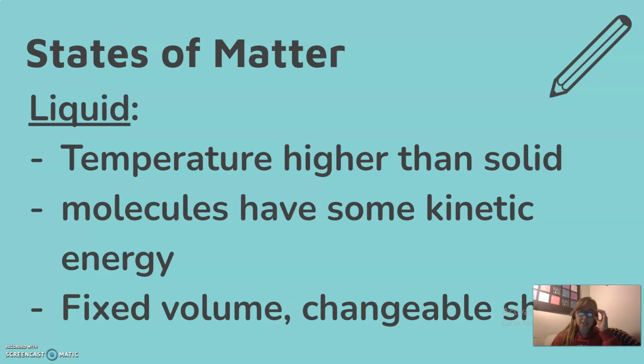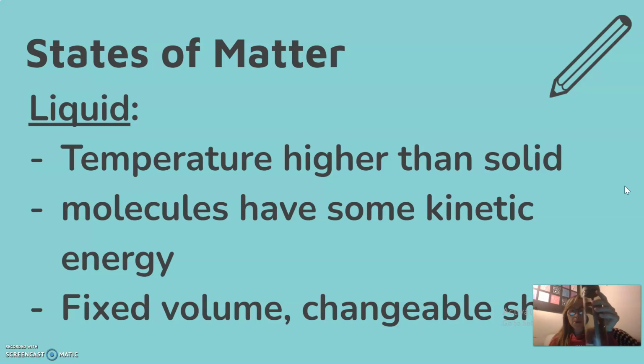All right, liquid. So the temperature is higher than a solid. The molecules in a liquid have more kinetic energy than they do when they're in a solid, but still not a ton of kinetic energy. And they have a fixed volume, but a changeable shape.